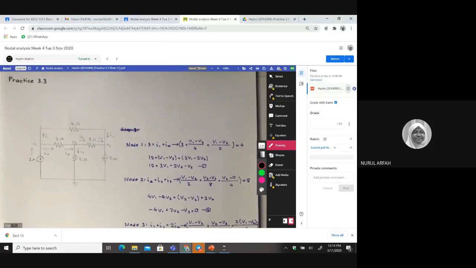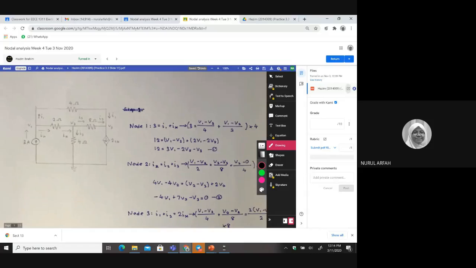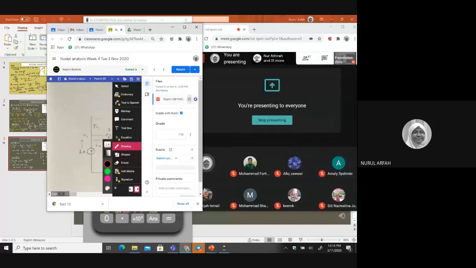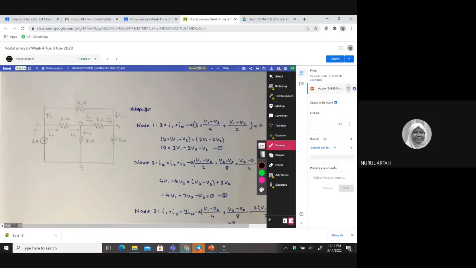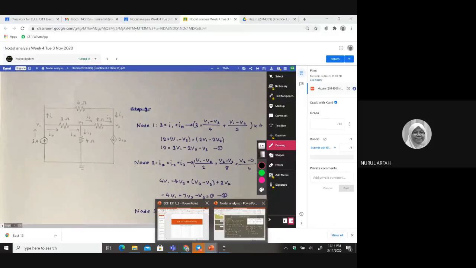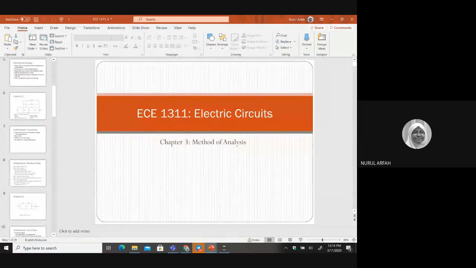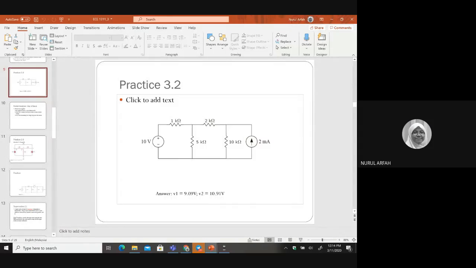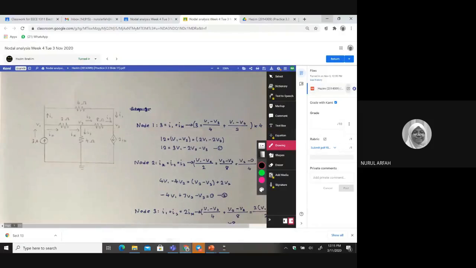Okay, this answer from Hazim. Let's check on his work. Okay, if you look at the question, it asks you to find V1, V2, V3. Our aim is to find the unknown voltage node. So if you look at here, maybe I use red color.